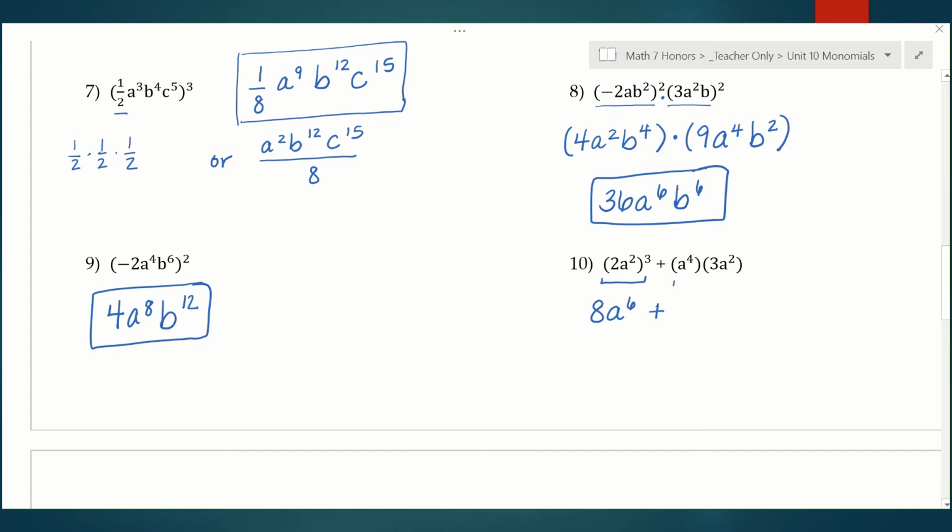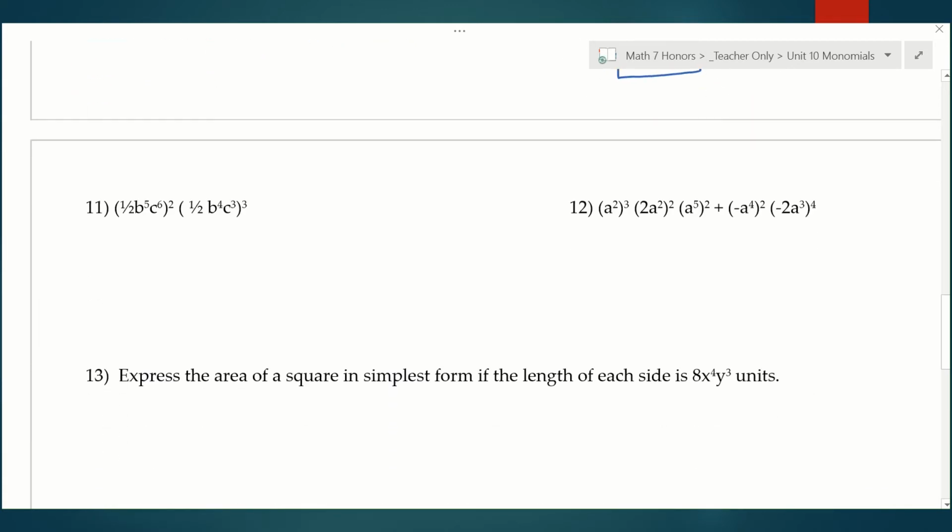Step 2 is I'm going to multiply. So I'm going to take that a to the fourth and multiply it by 3a squared. So when we multiply our coefficients, it's really 1 times 3 is 3. And we add our exponents. So a to the 4th times a squared is a to the 6th. And then our last step is going to be to add our monomials, which if you look carefully, they are like terms, so we can add them. And so the rule is we add our coefficients. 8 plus 3 is 11. And we keep our exponents the same. So a to the 6th.